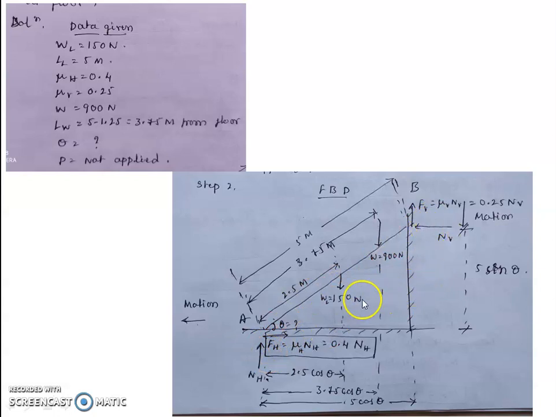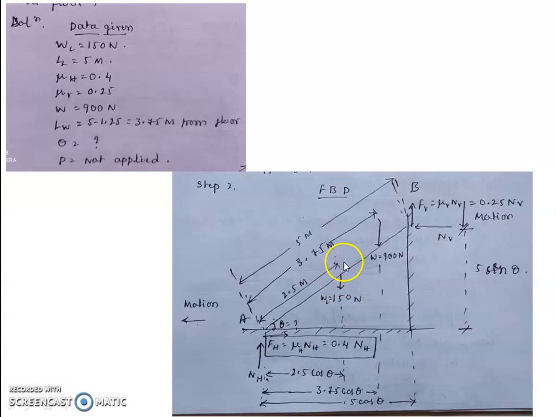Apart from these, the weight of the ladder is there, that is 150 newtons, and the weight of the load is placed at a distance 3.75 meter from the floor. From the wall it is 1.25 meters. If I work out from the floor what is the distance, then it is worked out to be 3.75 meters.